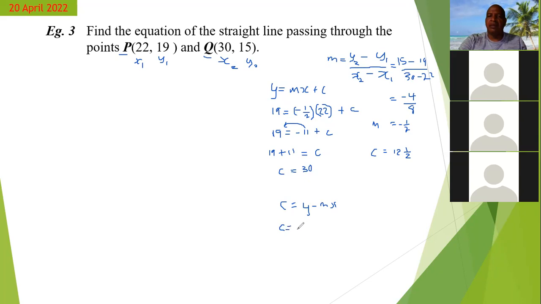So you have y would be equal to what? 19 minus a half times 22. All right, now if you multiply this negative half by 22, it becomes negative 22. So that would be 19 minus 22. And if you minus a minus, it becomes a plus. So it becomes plus 22.